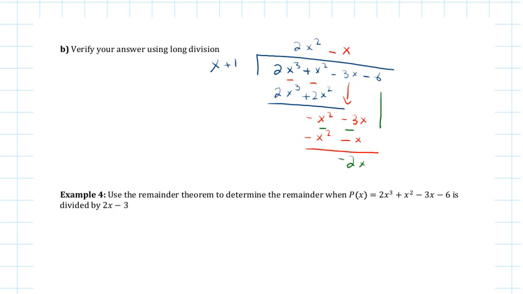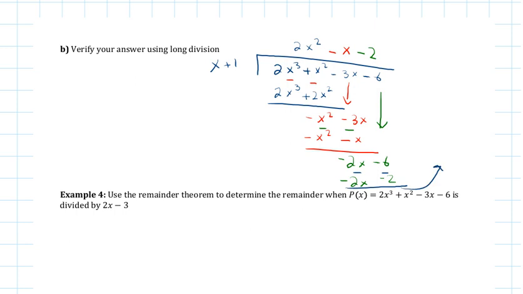Subtract, and I will get negative 3x, take away negative x, so that's going to be negative 2x, and bring the negative 6 down. If I divide negative 2x by x, that's going to be negative 2. Negative 2 times x, that's negative 2x. Negative 2 times 1, that's negative 2.